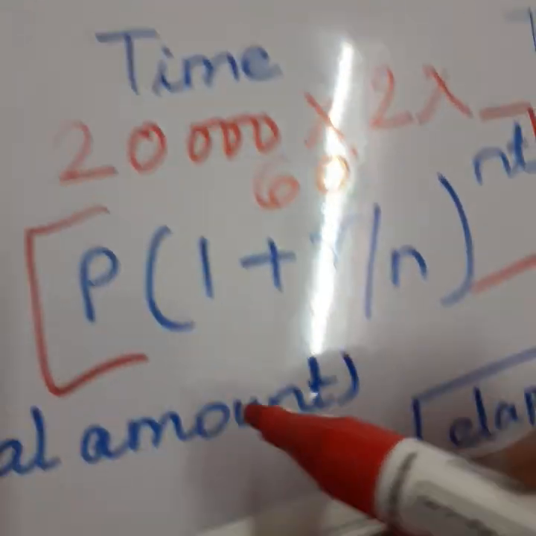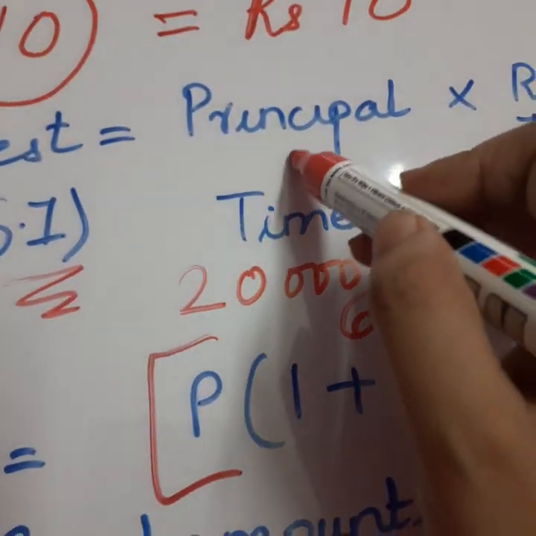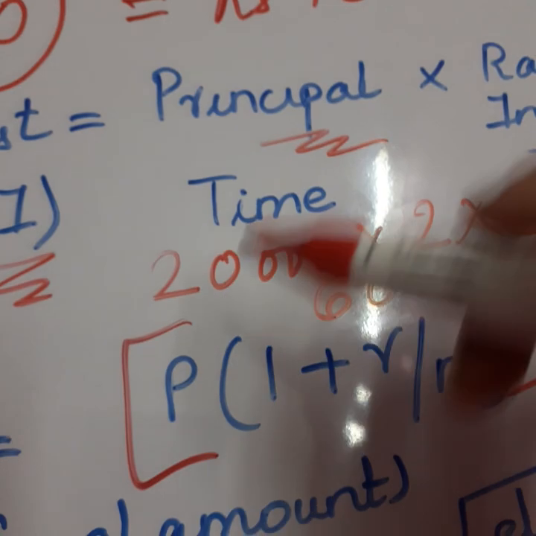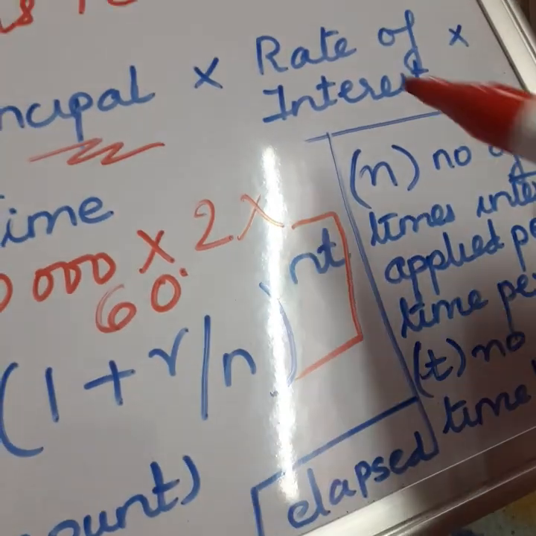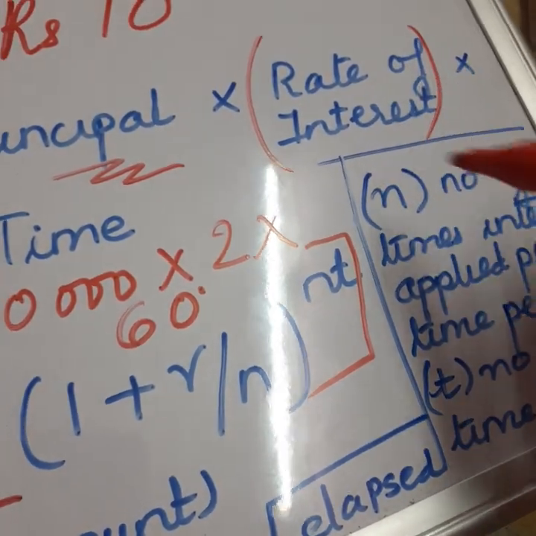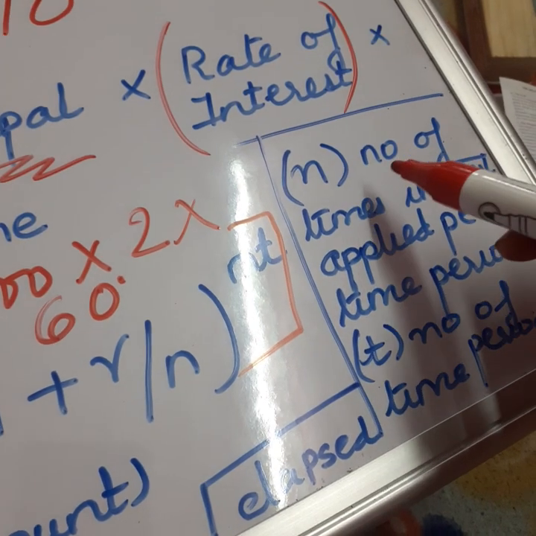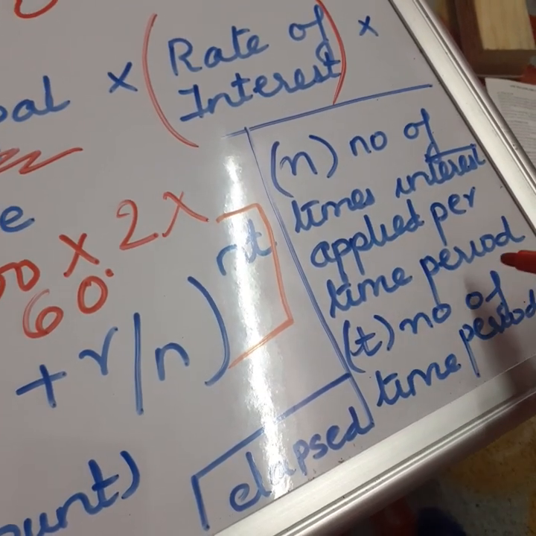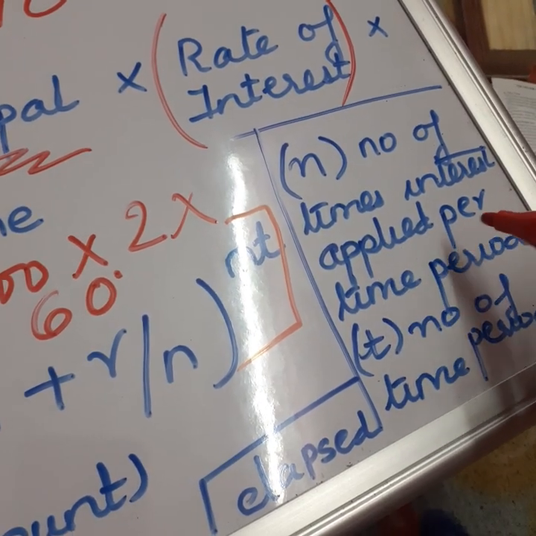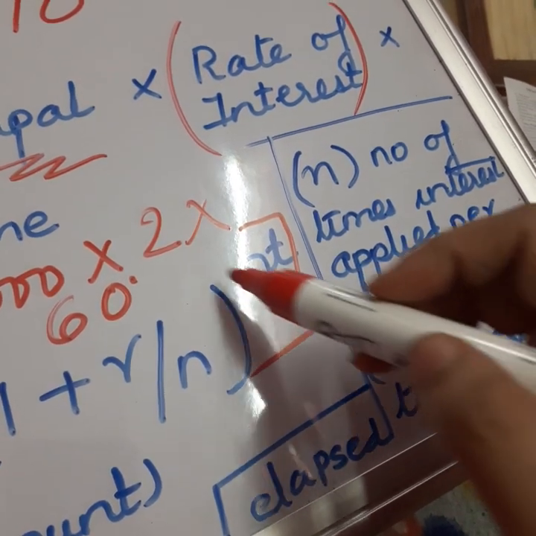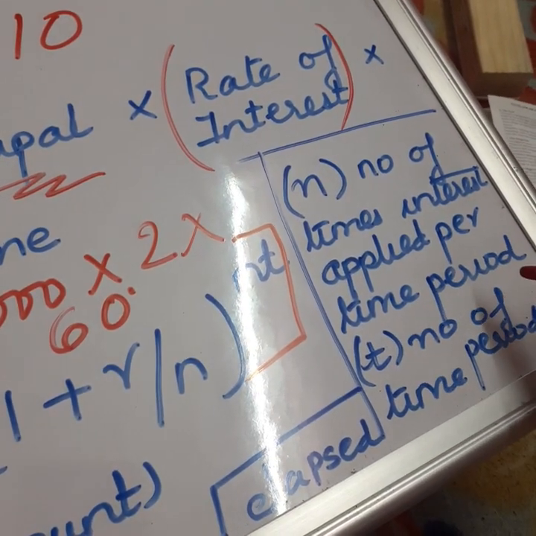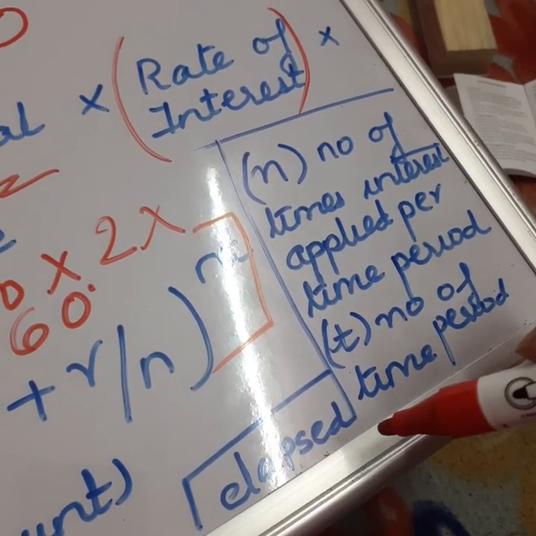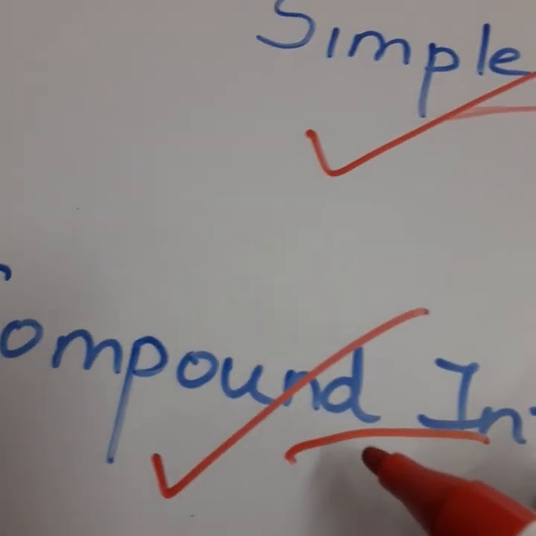What is P? P is the principal amount. Again, the principal amount over here is 20,000. This is what I am depositing. 1 plus R. R is what? Rate of interest, same thing. By N, okay, N is what? Number of times interest applied per time period. So this is how, and this goes to NT. NT again, number of times interest applied per time period and number of time period elapsed. So this is the formula you have to put, okay, and you get the compound interest.